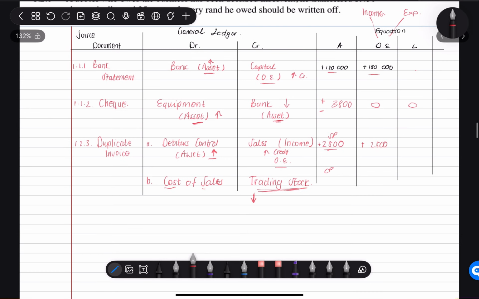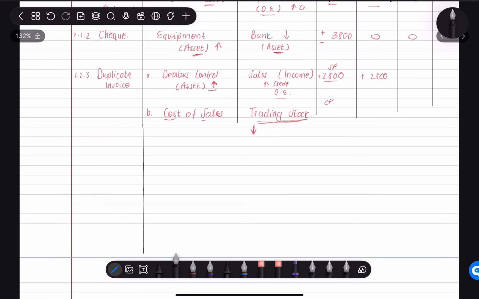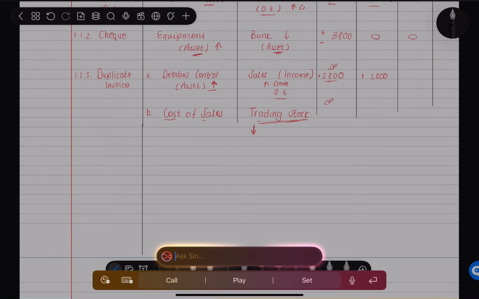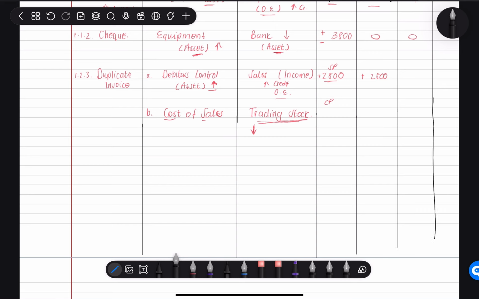So your trading stock account is decreasing. We know trading stock is an asset account, so your assets are then decreasing. So we can put that down. But first we need to determine what our cost of sales amount is. What is our trading stock cost of sales amount?